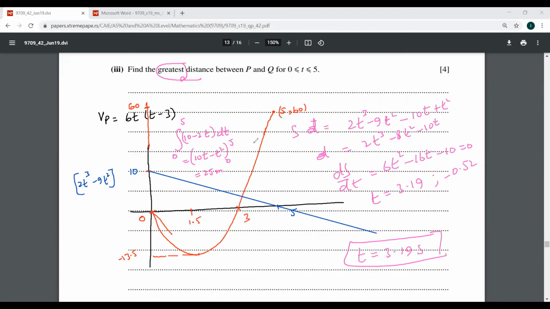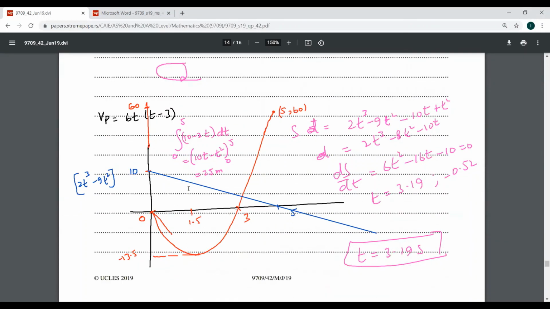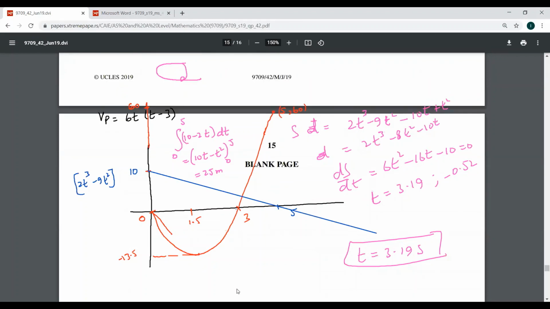I think that ends the paper. Is it so? Yes. So congratulations, beta. We have completed this paper of June 19 variant 4.2. Thank you very much.